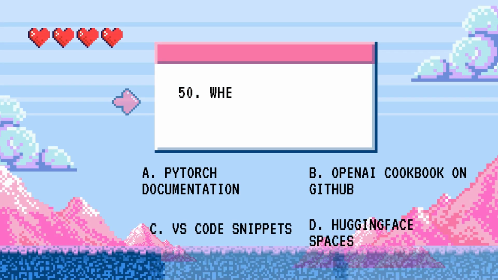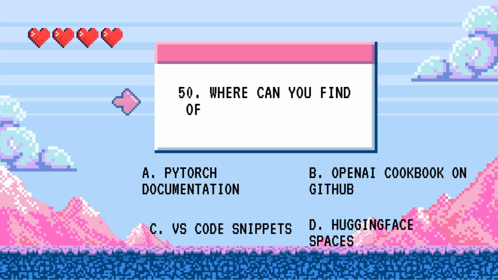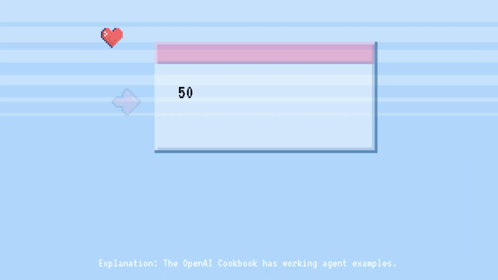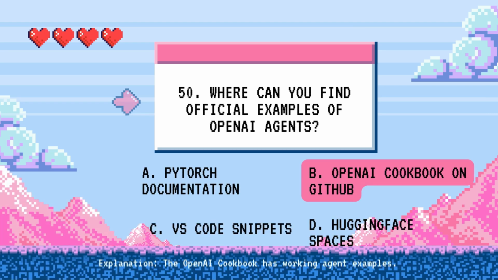50. Where can you find official examples of OpenAI agents? A. PyTorch documentation. B. OpenAI cookbook on GitHub. C. VS Code snippets. D. Hugging Face Spaces. Answer: B. Explanation: The OpenAI cookbook has working agent examples.